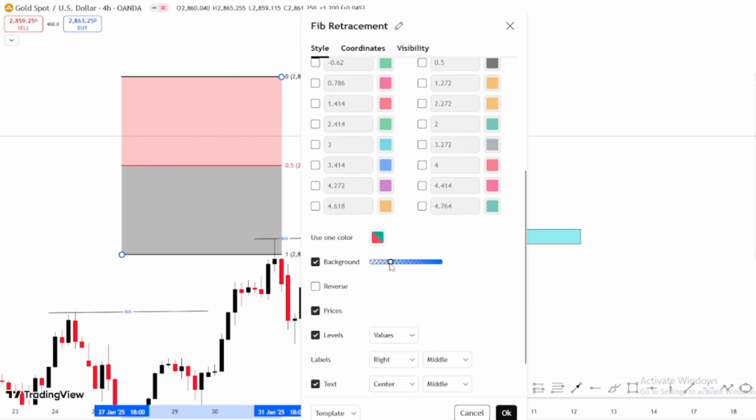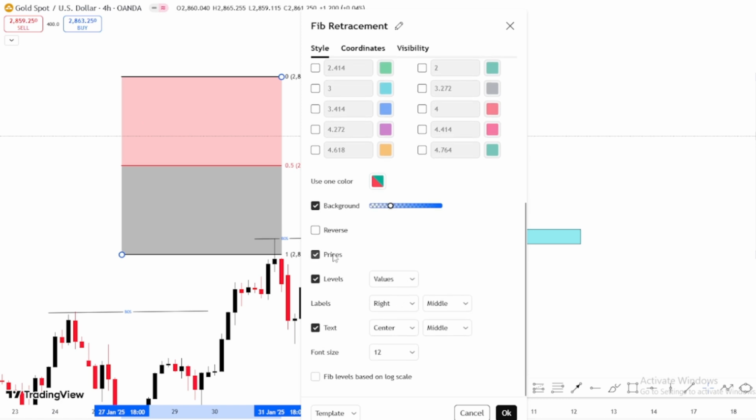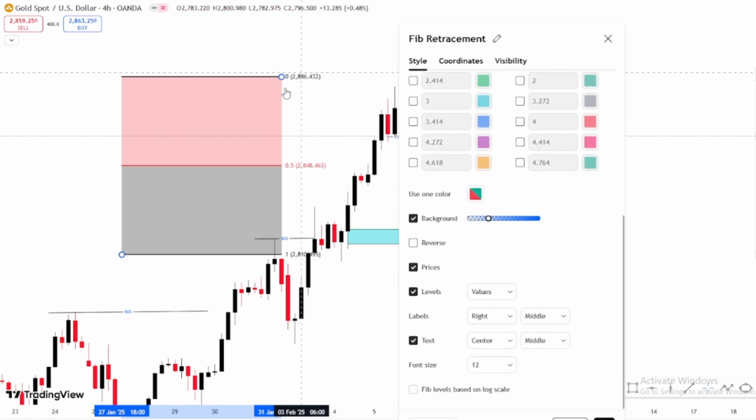Then the background is there. I have my prices here, and the numbers here are the values. You can decide to place them left, right or center. That is here, and this is the text inside.